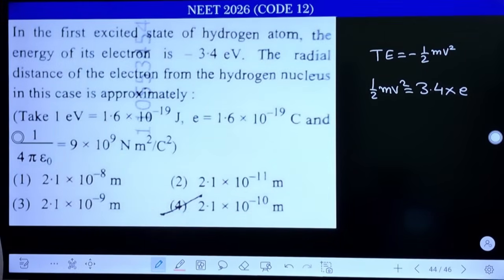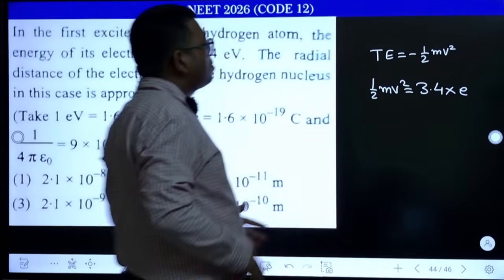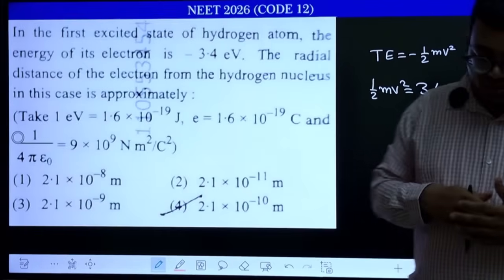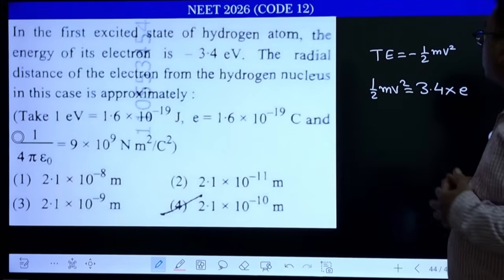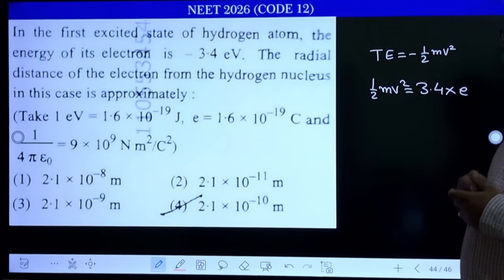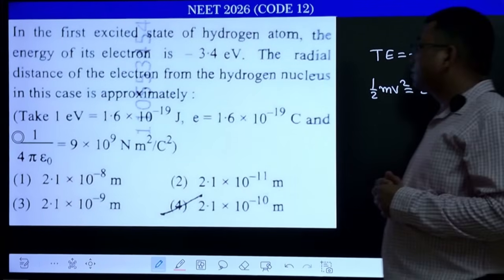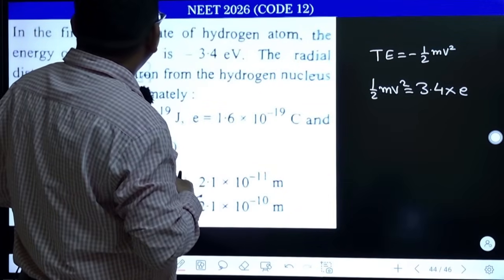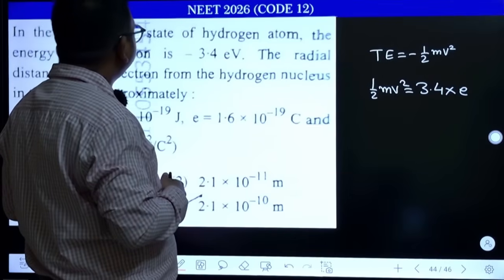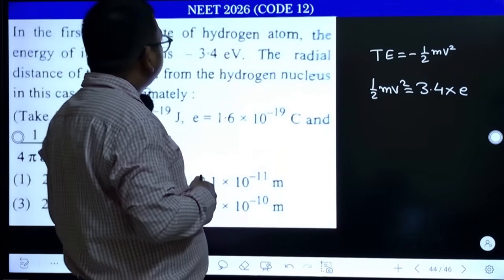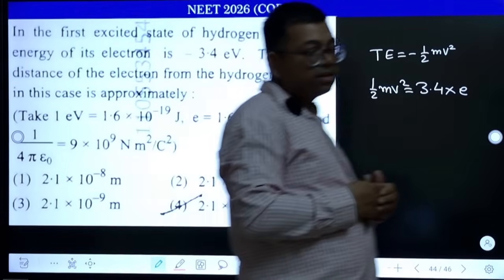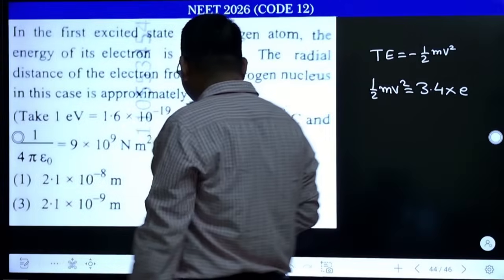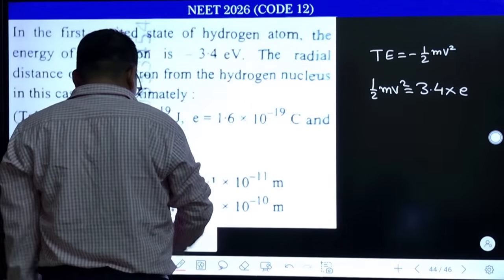They are asking to calculate the distance. Now, we know one thing: the force that is acting, this is a hydrogen atom, right? Excited state of hydrogen atom. If you know which excited state it is, then directly you can use it. Can we know which excited state it is? If you remember, it is better.